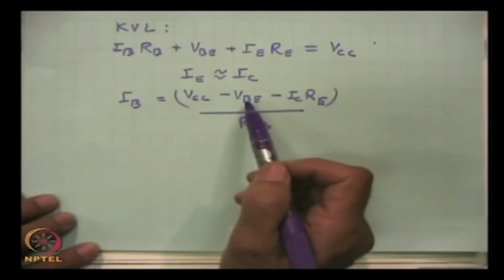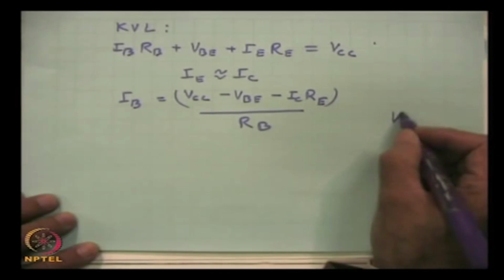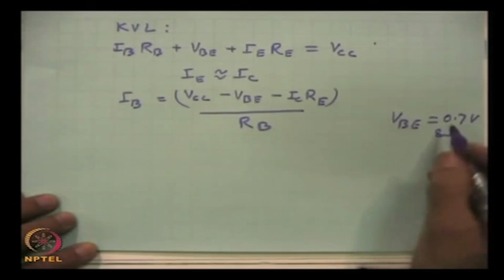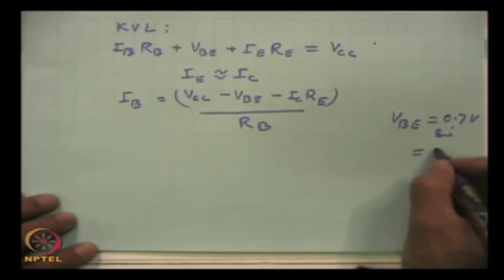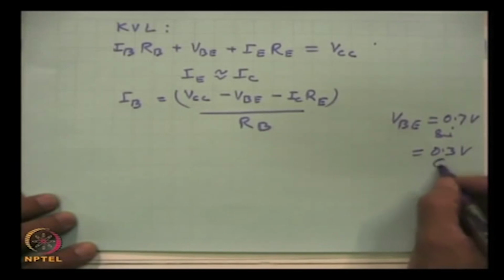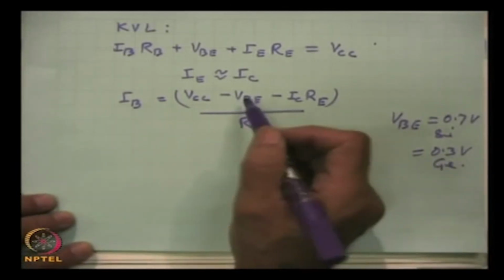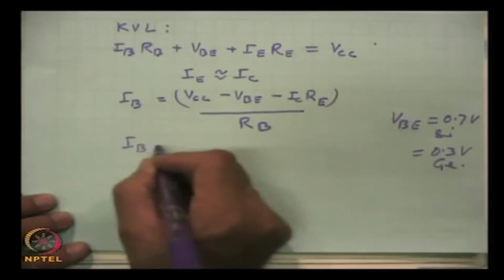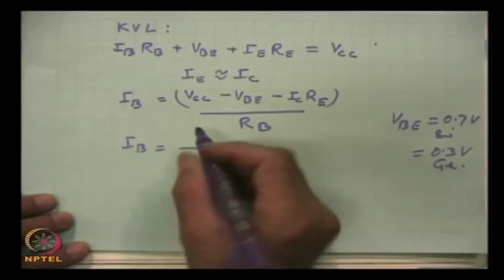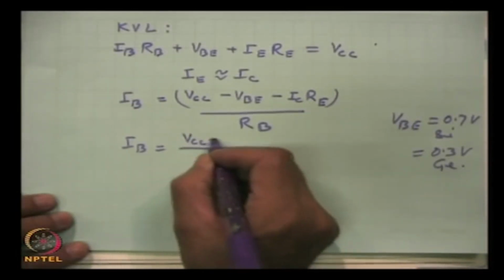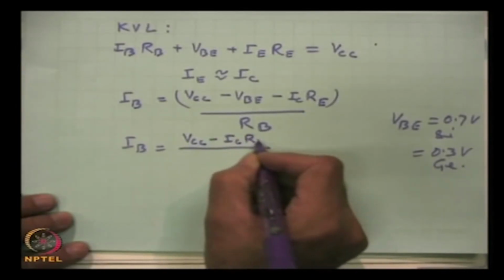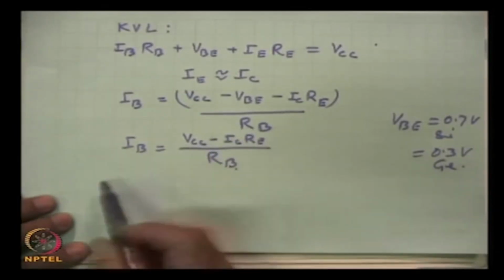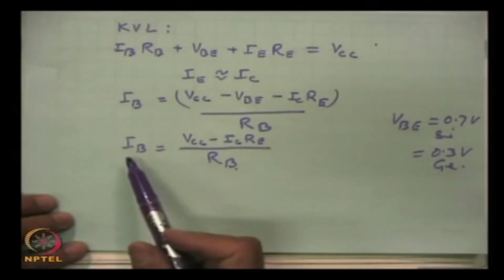And as I said earlier, this voltage is comparatively much smaller than the other voltages. VBE is around 0.7 volts for a silicon transistor, and 0.3 volts for a germanium transistor. So, we can drop this to make some simplifications, and the important salient features remain intact. So, this is VCC minus IC RE by RB. This is the base current.